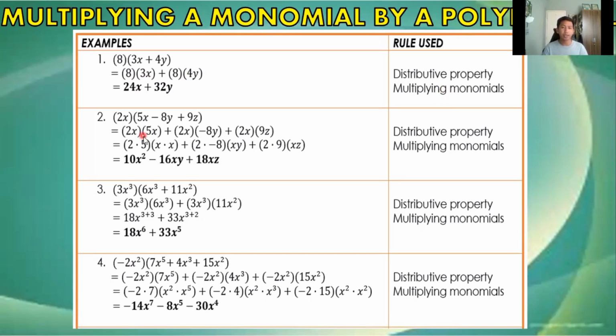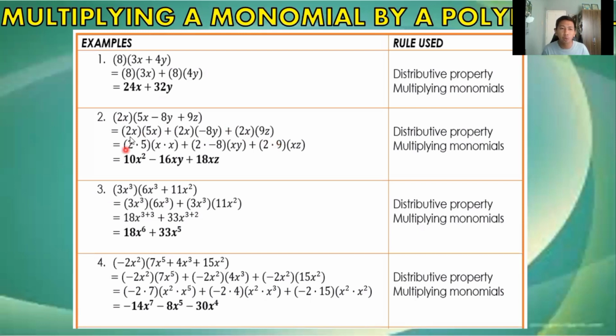Number 2, we have 2x times the quantity 5x minus 8y plus 9z. What can you notice on the polynomial given? It's a trinomial. Why? Because it's made up of 3 terms. So we simply distribute the monomial, which is equal to 2x, to each term that we can see inside the parenthesis that contains our polynomial. So 2x times 5x plus 2x times negative 8y. You don't forget to carry the sign of the terms included inside the parenthesis. Then we also have 2x times positive 9z.